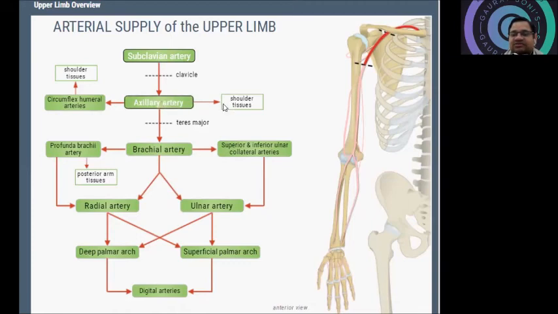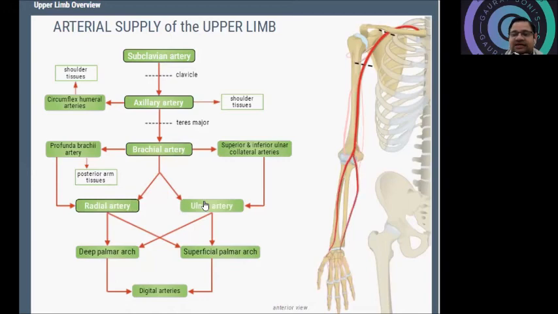The axillary artery supplies the shoulder tissues, and the circumflex humeral artery, which is one of the posterior arteries, also goes to the shoulder tissue. It crosses the teres major muscle. These are the milestones, and it becomes the brachial artery. The brachial artery has the superior and inferior ulnar collateral arteries and the profunda brachii. Profunda means deep. The profunda gives supply to the posterior arm tissue and ultimately becomes the radial artery, and the superior and inferior ulnar collaterals become the ulnar artery.